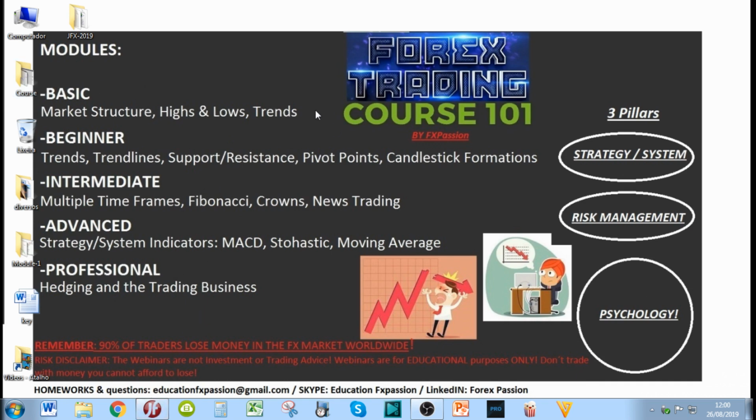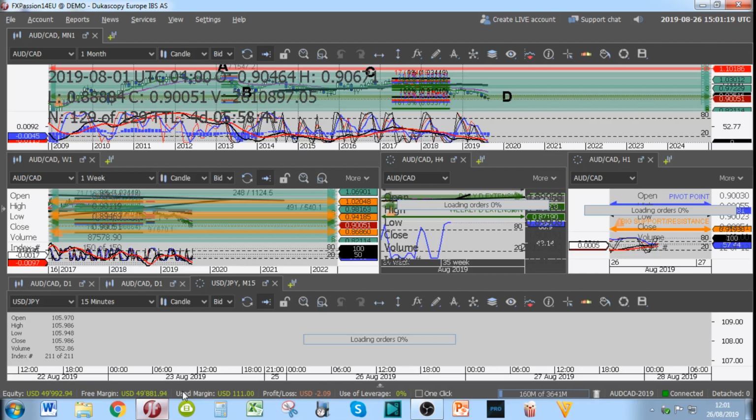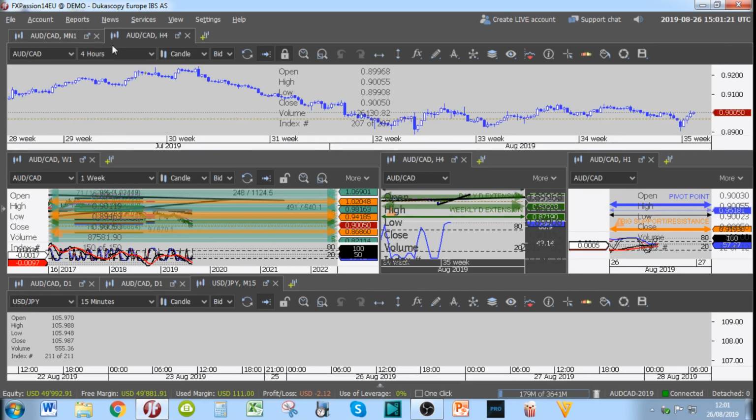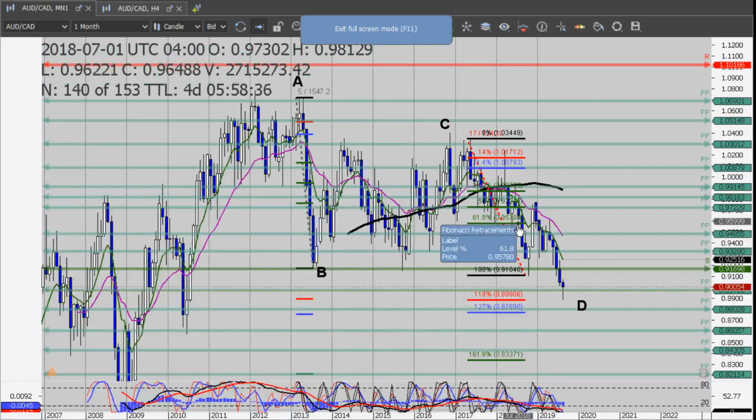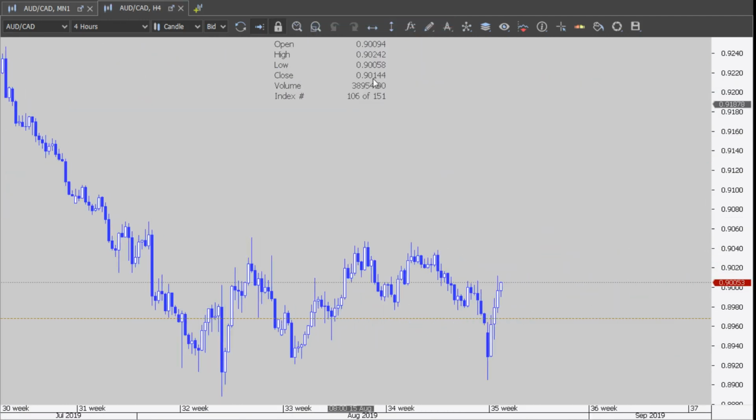So we are out. We finished the basic module. Okay, we are not going to get back. I hope that you have learned and understand market structure, highs and lows and trends, because starting from today we are in the beginner module. So we are going to talk about trend line, support, resistance, pivot points, and candlestick formations. Okay, so that being said, let's open some charts, right?